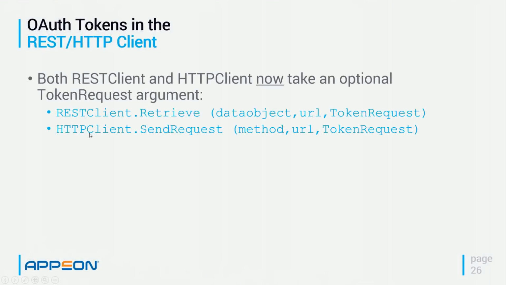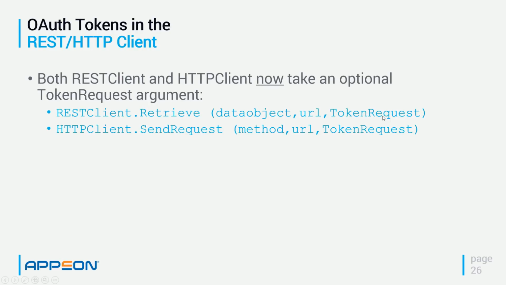Now, as I mentioned, the REST and HTTP client were also modified to support this, so that you can take that same token request object, and instead of giving it to the OAuth client, you can use it in the call for either REST client or HTTP client. REST client being the method that's used to retrieve data directly into a data window. HTTP client is used in PowerScript if the data is a little more complex and you want to parse it before using it in data window or wherever you're going to use it.